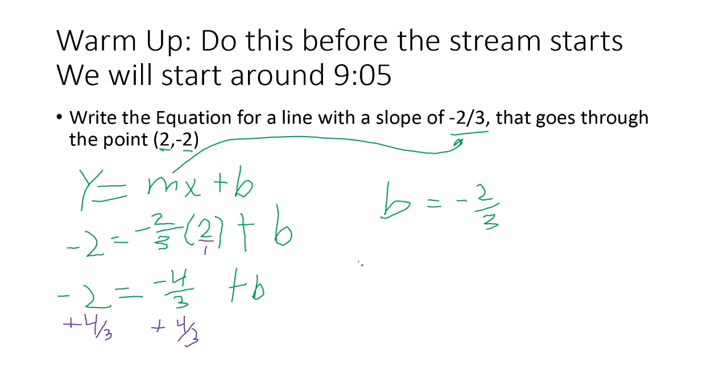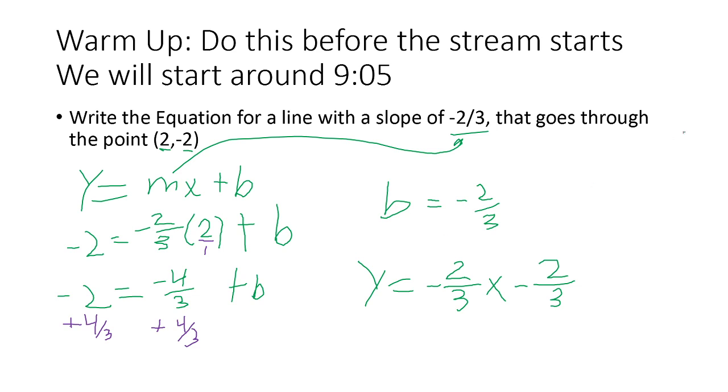We can write our final equation. Y equals mx, so negative 2 over 3 x, plus b, so minus 2/3. And that's our equation. This is one of those cases where even if we had a graph for this line, we'd still need to do the math to find our y-intercept, the b, because it didn't cross at an obvious point.